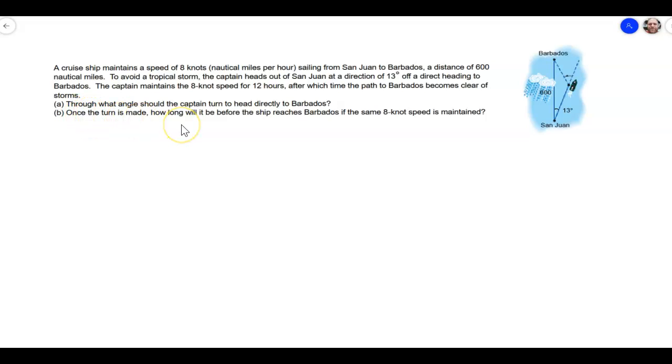It's a two-part question. The first part says, through what angle should the captain turn to head directly to Barbados? So at which point should he turn to go to Barbados, or which angle? And then once the turn is made, how long will it be before the ship reaches Barbados if the same 8-knot speed is maintained? All right, let's go ahead and set this up here.